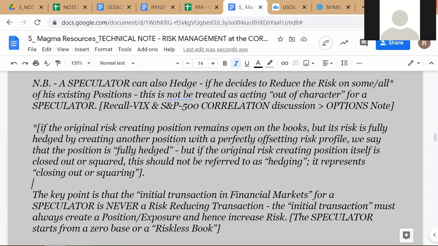Okay, so these are some terminology. If for some reason you create two positions which offset each other, we say you are fully hedged. But if you sell off the original position, you do not say that you have hedged. You say that you have closed out or squared the position. These are some terminology related guidance. Like I was telling Sachin here, in the case of futures, you should not use the word short selling. You just say selling. Short selling is for fully funded instrument positions like spot trading in equities and bonds mostly.